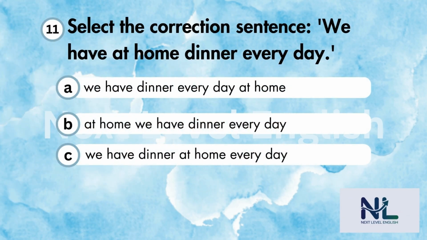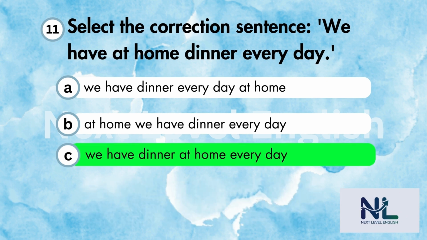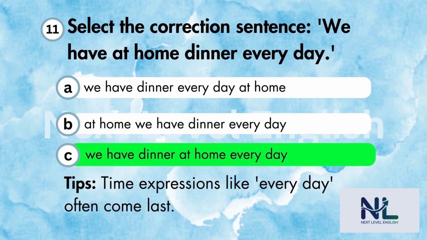11. Select the correct sentence. We have at home dinner every day. We have dinner at home every day. Tips: time expressions like every day often come last.